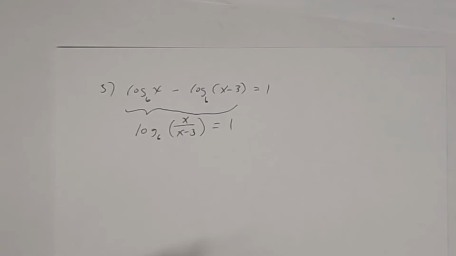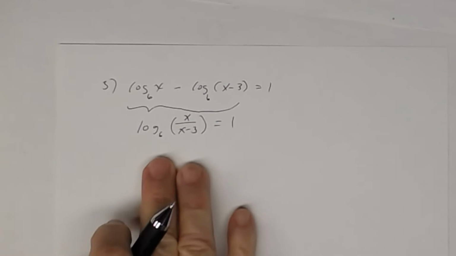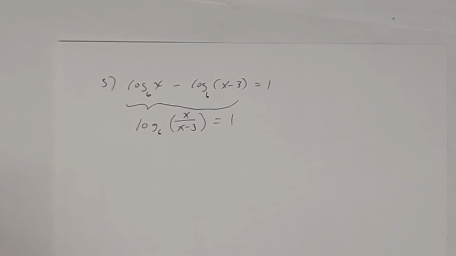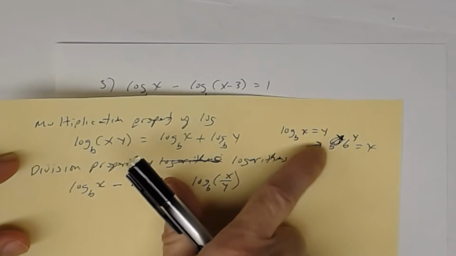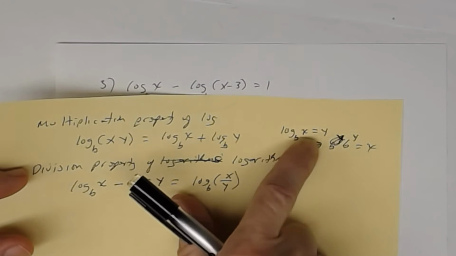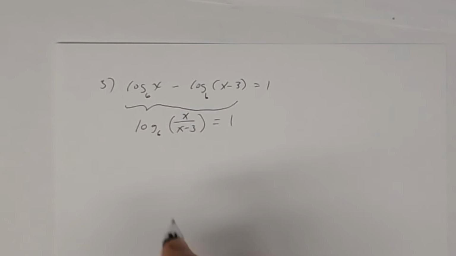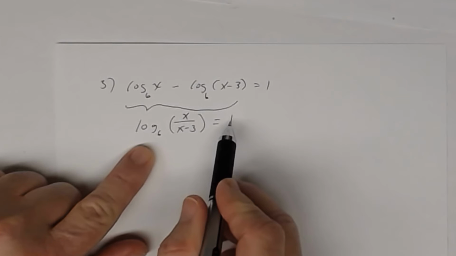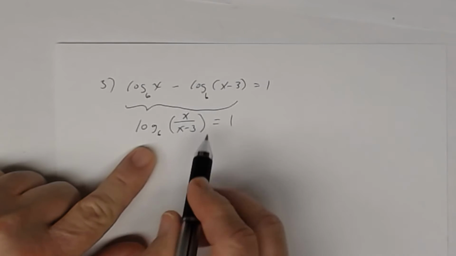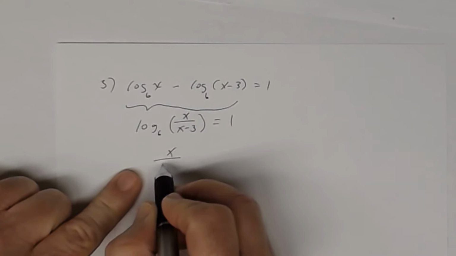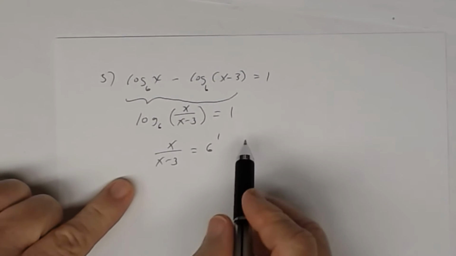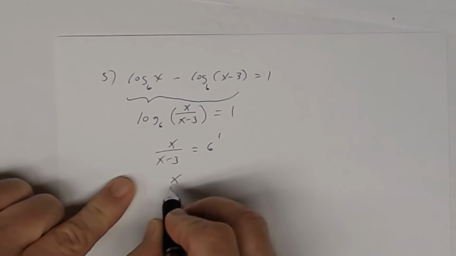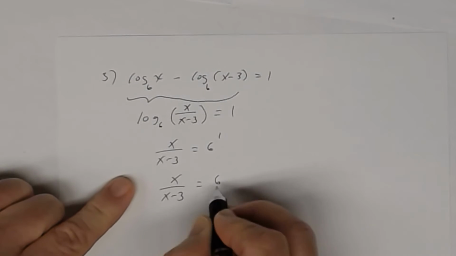Okay? Now, once you get to that step, you're going to write it in exponential form. In almost all of these problems, you're going to go from log form to exponential form. So you're going to say 6 to the first power is equal to this. So we get x divided by (x minus 3) equals 6 to the first. And let's go ahead and rewrite 6 to the first as 6. So I get x divided by (x minus 3) equals 6. All right.